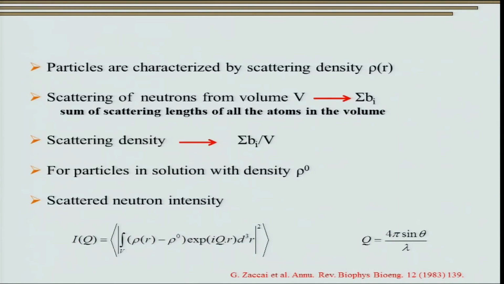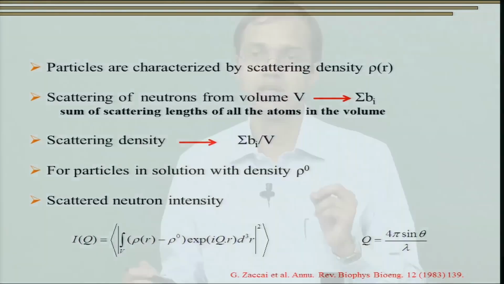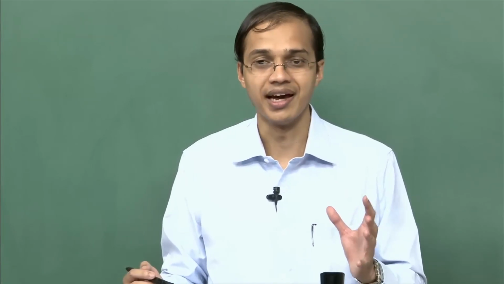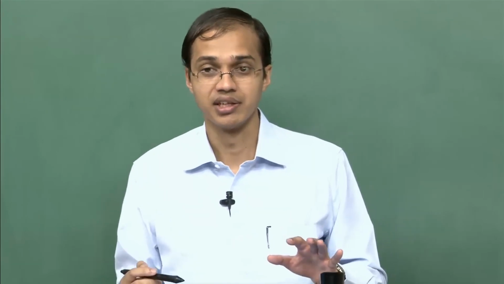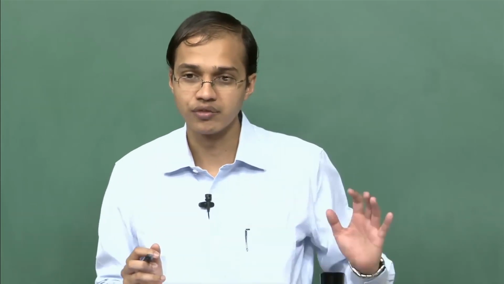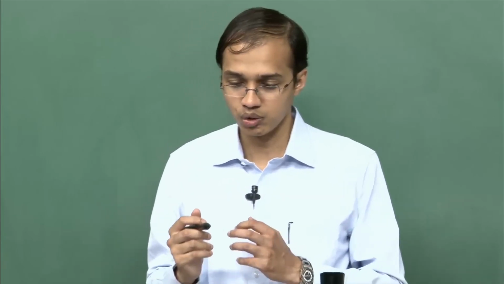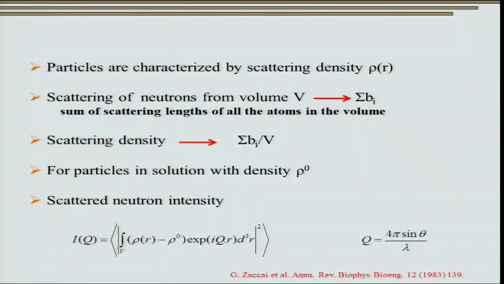Having said that, let us see one particular concept that is not quite prominent in X-rays, and that is the ability to separate between the isotopes. But before we go there, let us revise how scattering actually occurs. All of us are aware that any particle is characterized by a scattering density, which is rho of r. This scattering density depends on what atoms are there, since the particle comprises atoms.